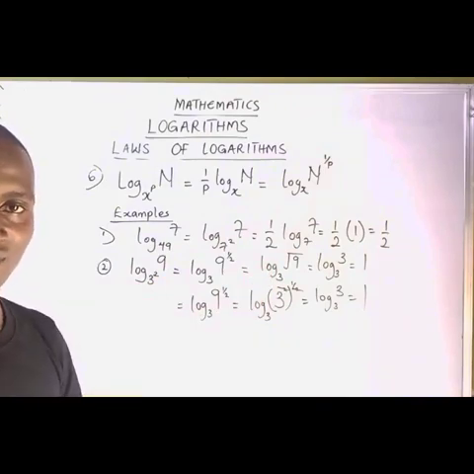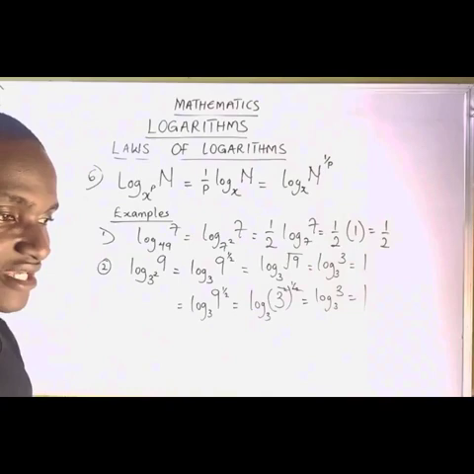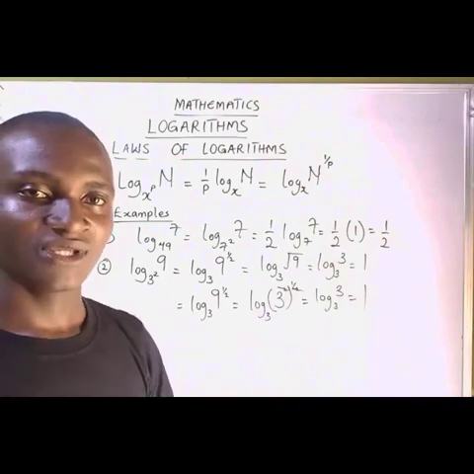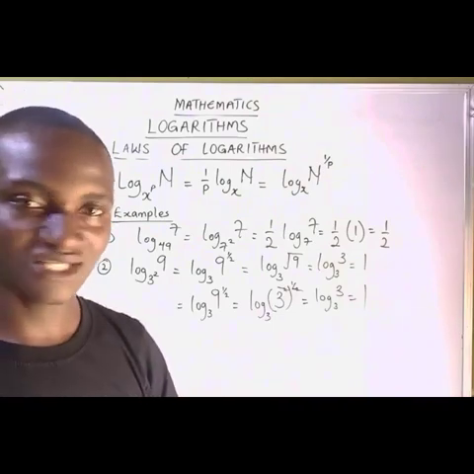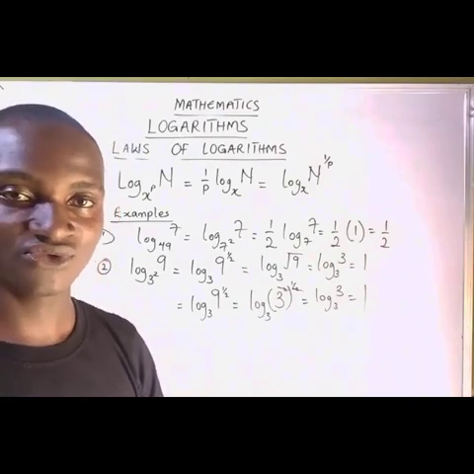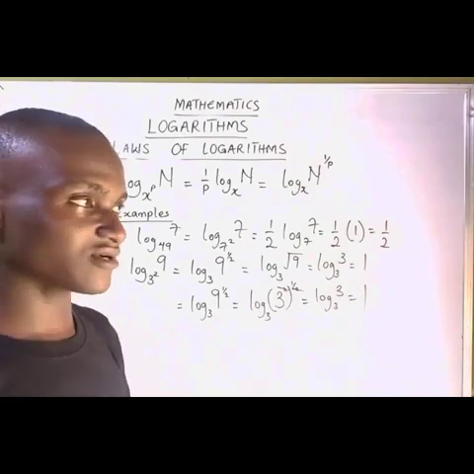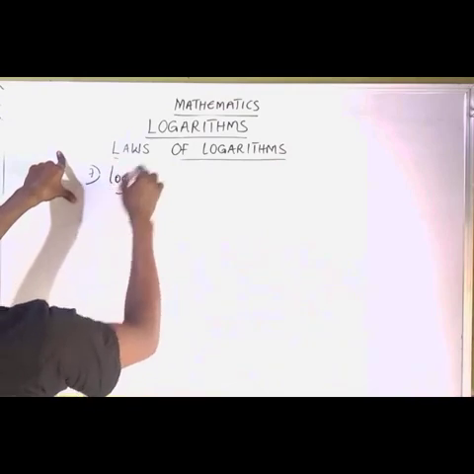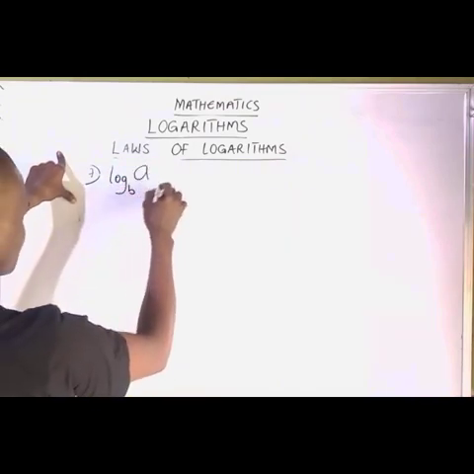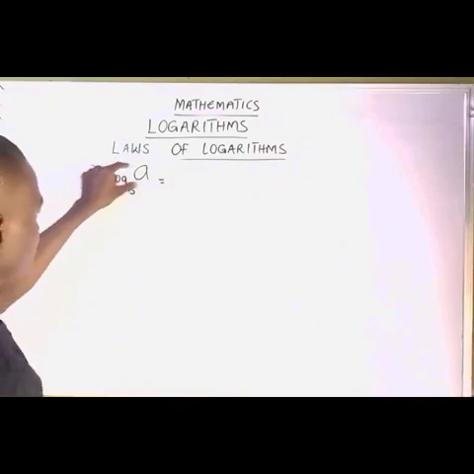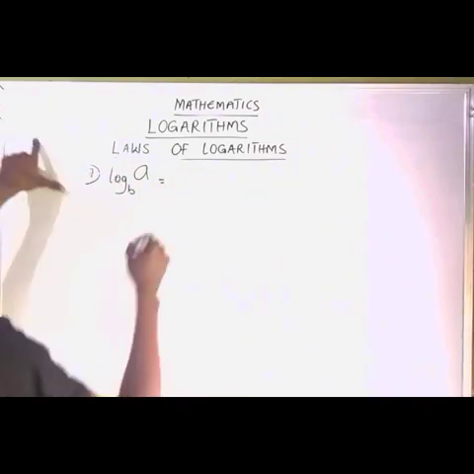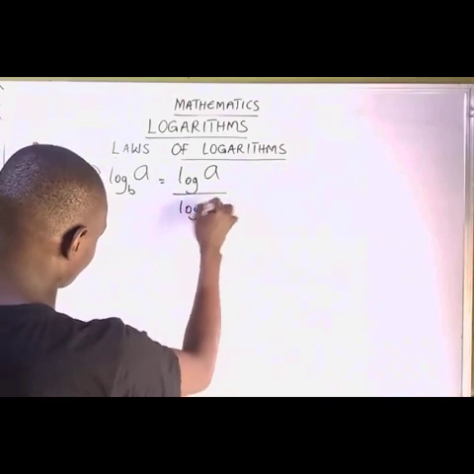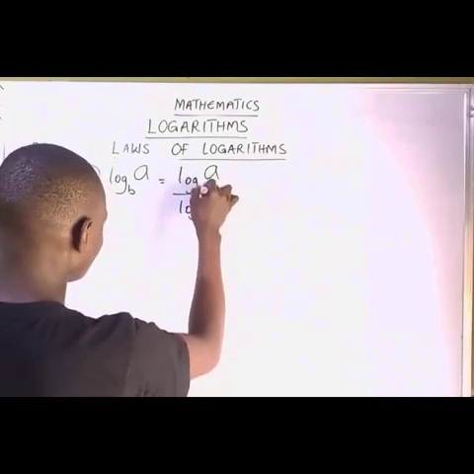Now let's take the last law in these lessons. Do not forget that I said there are many other laws, but for the sake of your examination, these 7 laws I'm giving you are very, very important that you should not forget them, especially law 1 to law 5. I hope you get that now. Now let's look at law 7. Law 7 states that the logarithm of a number a to a base b can be written as the logarithm of a over the logarithm of b to the same base.